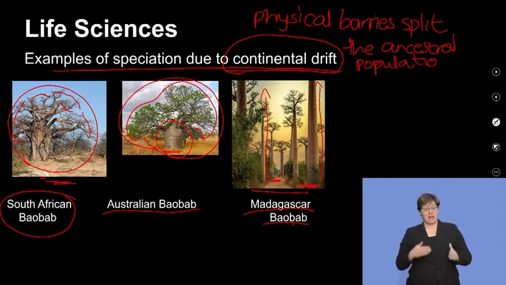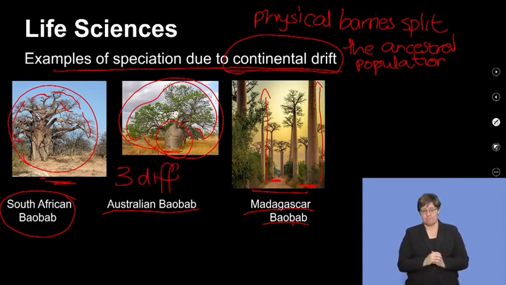Okay, so the physical barrier here would be the oceans that we find between the continents. And what has happened is that each of these groups or populations, in their new environment, underwent natural selection in response to the specific environmental conditions that they found themselves in. And because of that, we now have three different species of baobab tree.